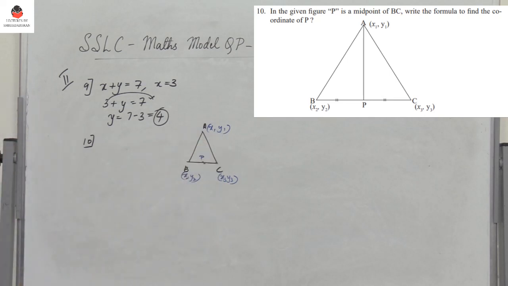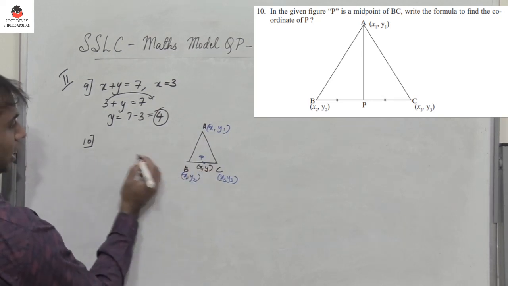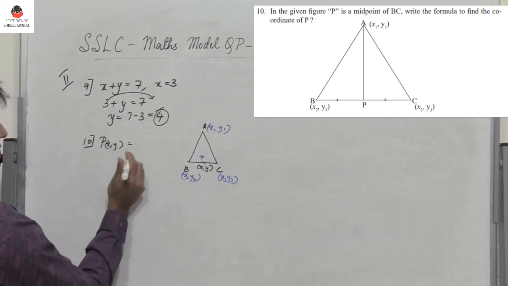So what is the midpoint? The midpoint P is (x, y). So what is P (x, y)? It is nothing but x2 plus x3 by 2.